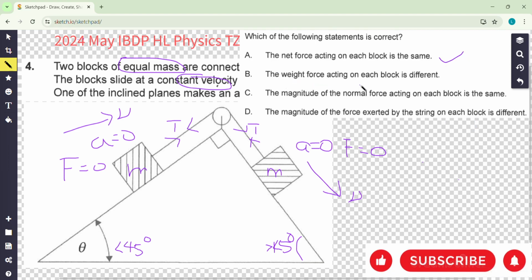The weight force acting on each block is different. Weight is mg, right? They have the same mass, so they have the same weight force acting on them, so it should be the same, so this is wrong.